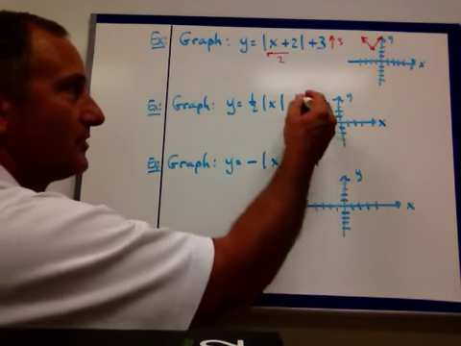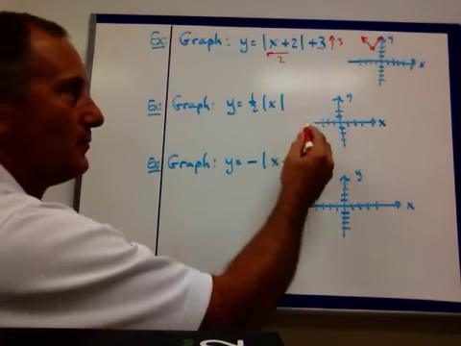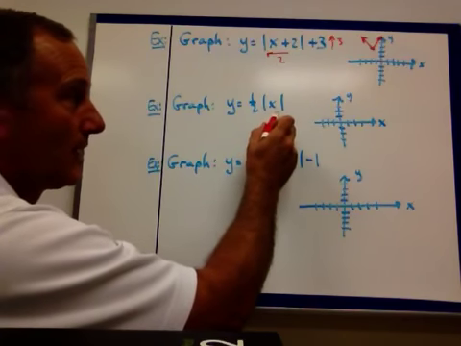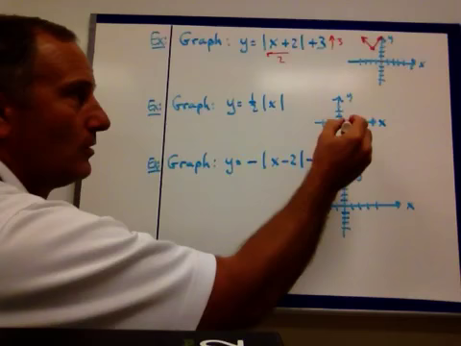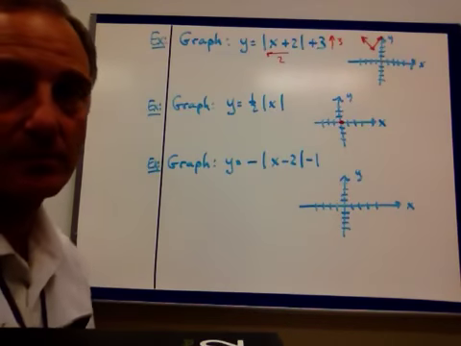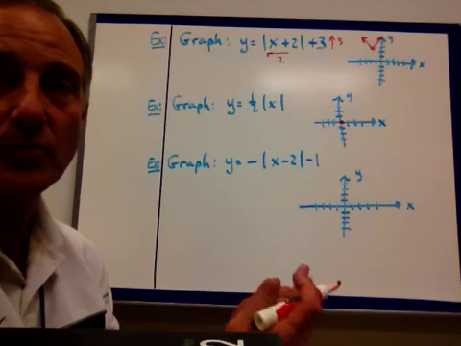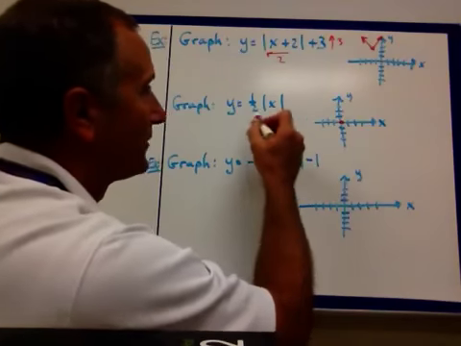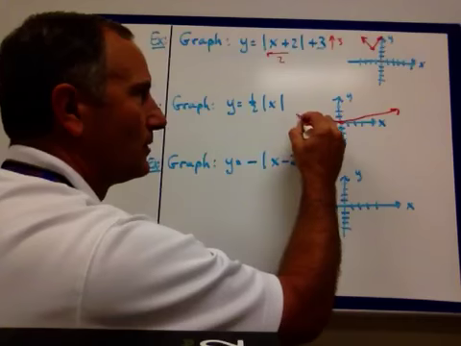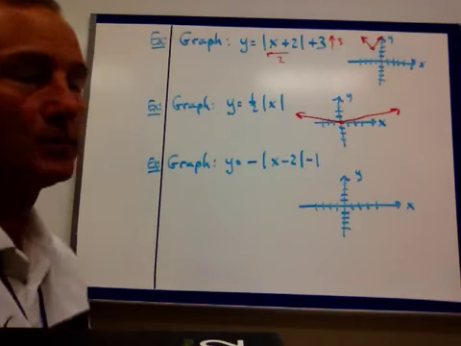Here, nothing is added or subtracted, so we're not moving up or down. Nothing is added or subtracted in here either, so we're not moving at all. So our vertex is going to stay right here. But notice our A value, it's a half. Okay, that's between 0 and 1. And it's positive, so we're going to open up, but we're going to be flatter than we would have been with a 1.